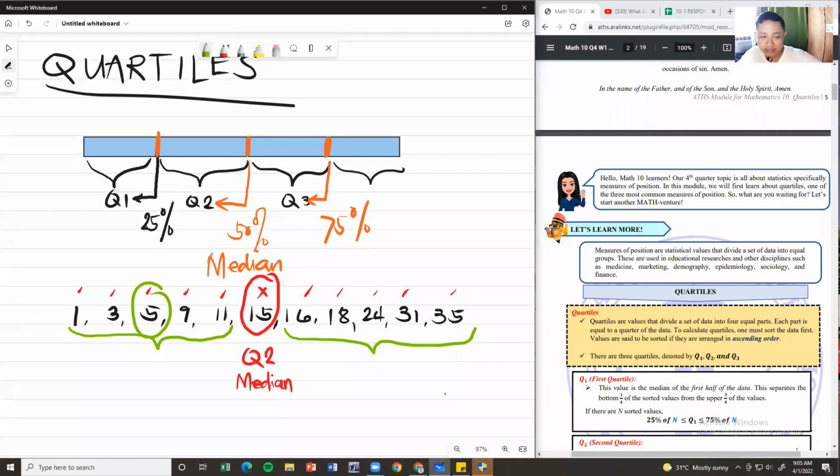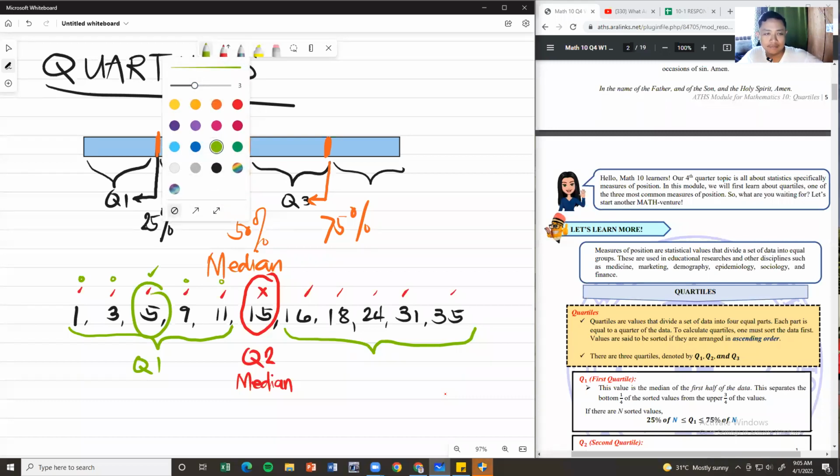And so in that case, and also to check, look, we have 1 here, 1 there, 2 here, 2 there. And of course, this is our middlemost value. And so this serves as our quartile 1. Can you follow?